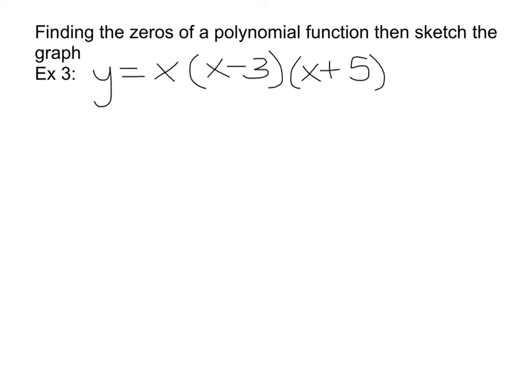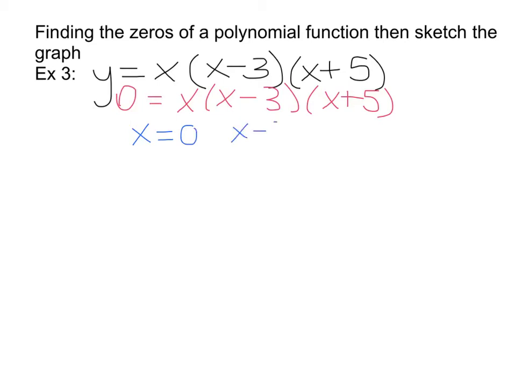In example 3, we are given a polynomial function that has already been factored. From that, I want you to find the zeros, and then we're going to draw a sketch of this polynomial. To find the zeros of a polynomial function, we need to use the zero product property. So I need to replace the y with a 0, and then we use the zero product property to find each individual zero. The first one, x equals 0, is already solved for. Then x minus 3 equals 0, and x plus 5 equals 0.